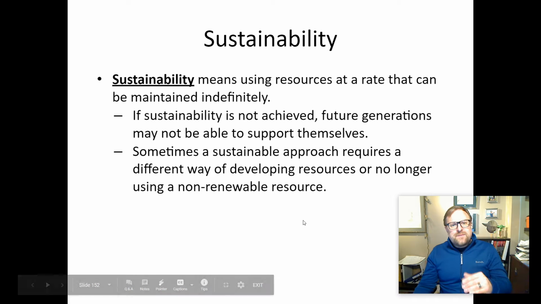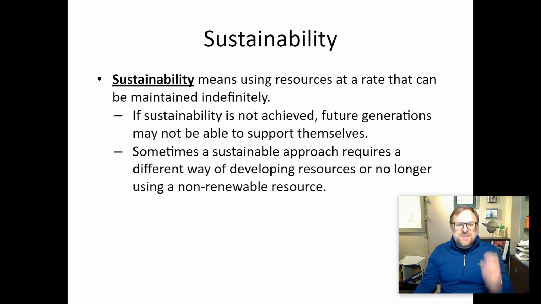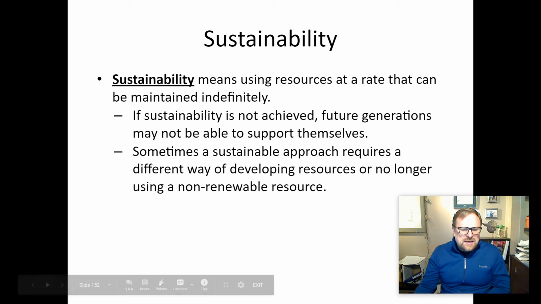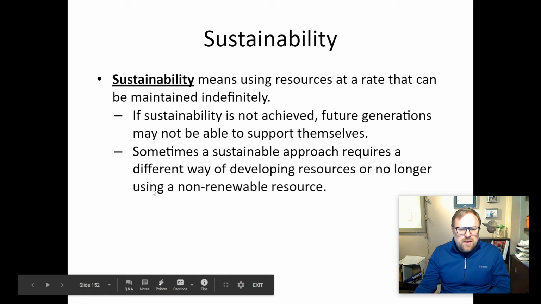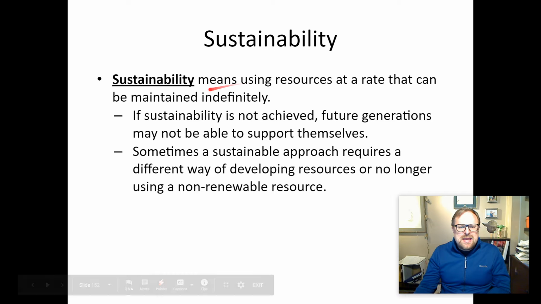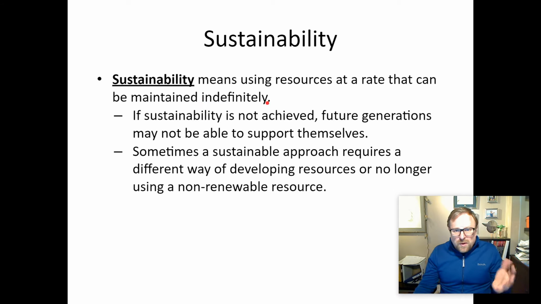What this does lead me to talk about is something called sustainability. Sustainability is a big thing for me, and I want you guys to know what it means. It means using resources at a rate that can be maintained, and for me, this is the big one, maintained indefinitely. I'm not saying infinitely, but for a long period of time. Can we maintain the use of the resources for a long period of time?